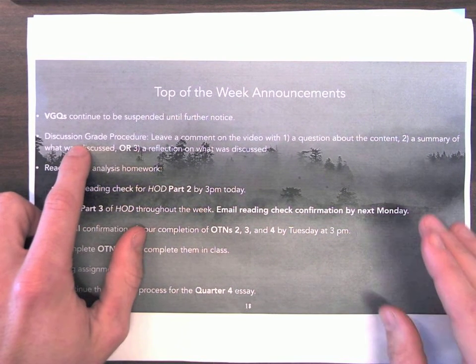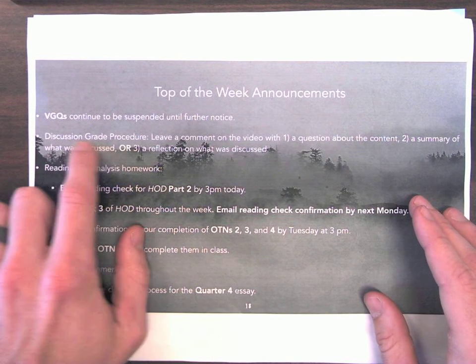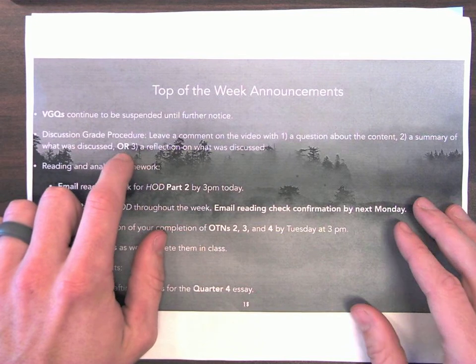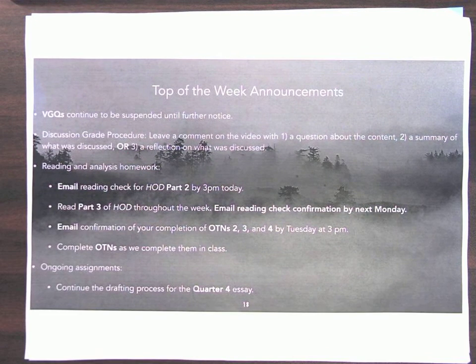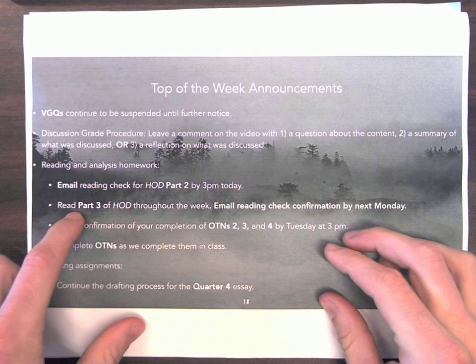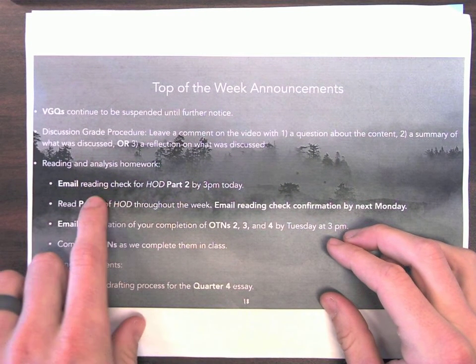Before we do that, let's quickly run through the top of the week announcements. First of all, make sure that you are keeping up with your discussion grade procedure. Obviously, you know the difference between authentic engagement and inauthentic engagement, so just make sure that your engagement is authentic. Second, you want to make sure that you are finishing up your reading for part 3 of Heart of Darkness throughout the course of this week.